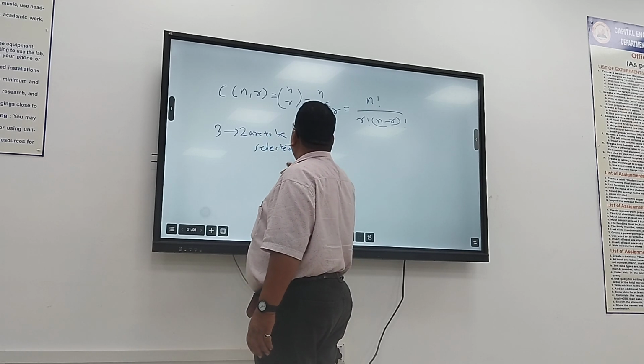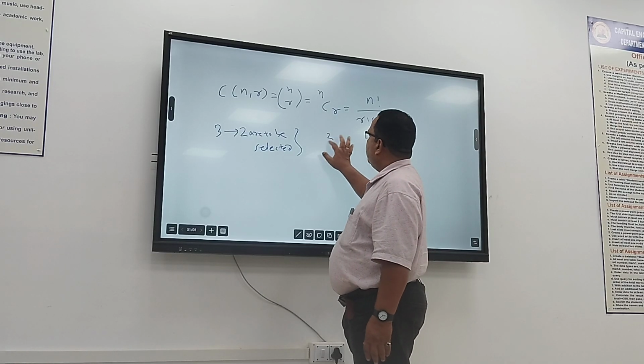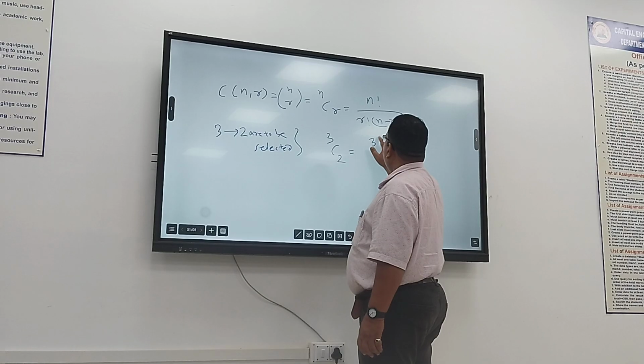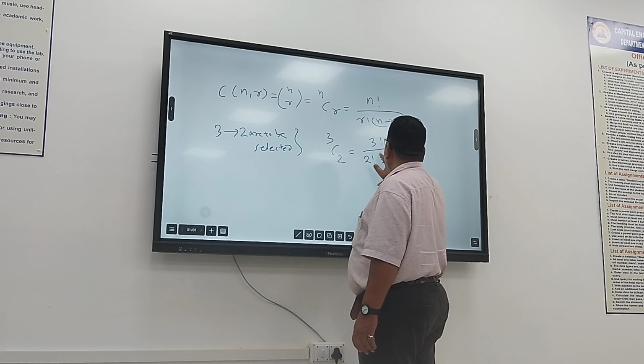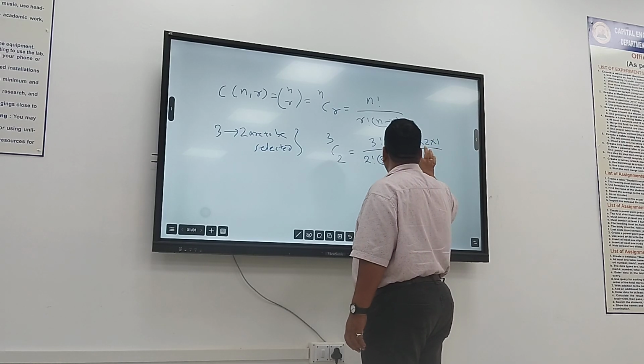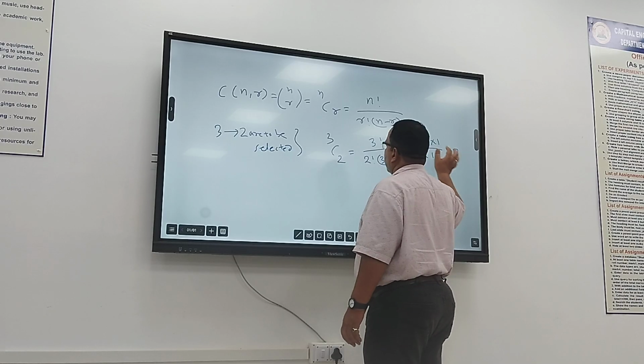So the answer will be, according to this formula, out of 3, 2 are to be selected. So that is 3C2. The formula is 3C2. So the answer will be 3 factorial over 2 factorial times (3 minus 2) factorial. So 3 factorial is 3 into 2 into 1. Here it is 2 into 1. So that is 3. The answer is 3.